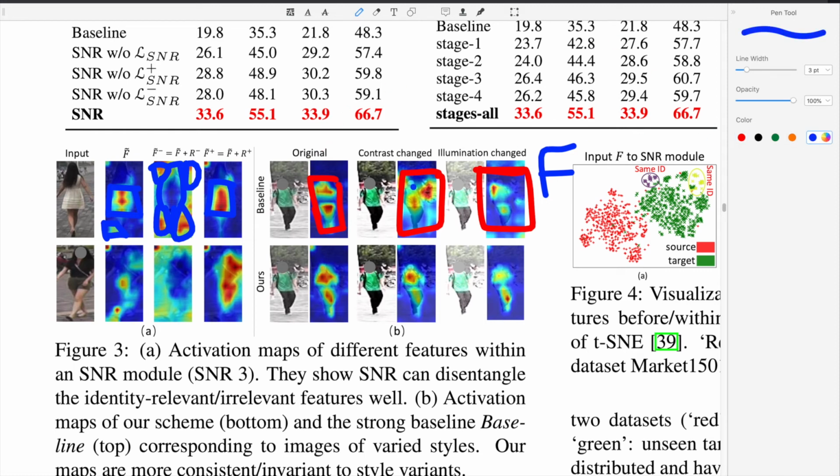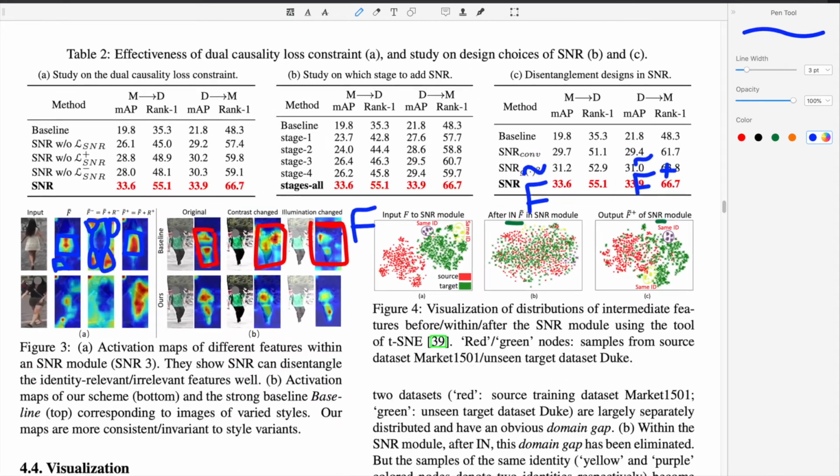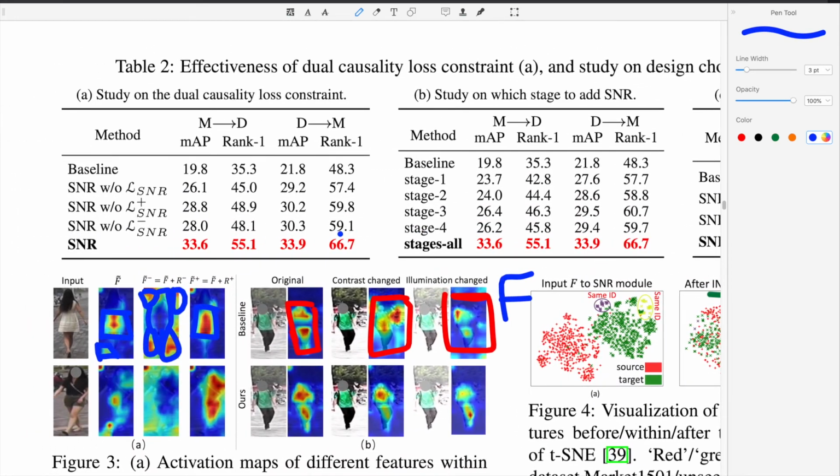But when we introduce SNR, as expected, the differences in the class activation maps are smaller. They look pretty similar, like this. So this was a pretty interesting visualization. And these are some ablation studies that show the effect on, first, the effect of the dual causality loss.